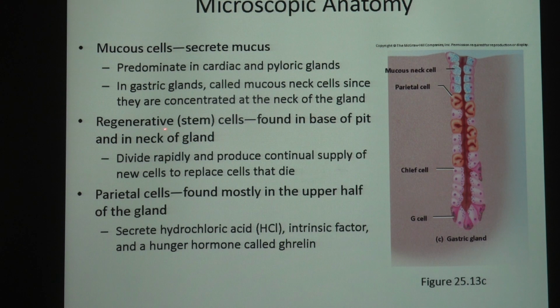Number 2, what we call stem cells. Stem cells found down in the base rapidly divide to provide us with new cells on a regular basis. The parietal cells, these little brown ones right here, and this is what's really important, hydrochloric acid. Also, intrinsic factor. So they emit hydrochloric acid and what's called intrinsic factor. And we'll talk about intrinsic factor later in the semester. So those are the parietals.